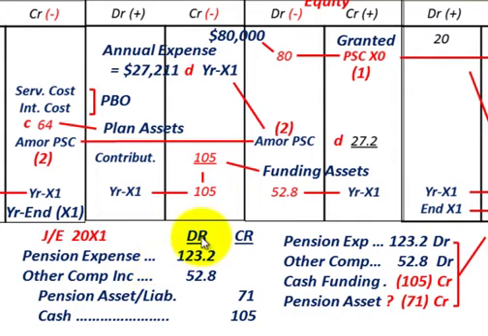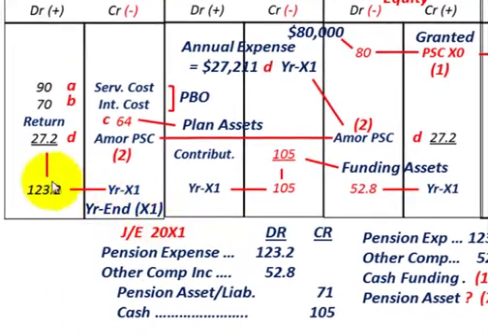So we take and debit our pension expense. Here's our pension expense. We had a debit amount of $123,200, so that we would debit here. These are the journal entries for year 20X1. That's what we figured out at the end of the year for each of those accounts. Then for our other comprehensive income, we had $52,800 in here, and that was for that prior service cost.